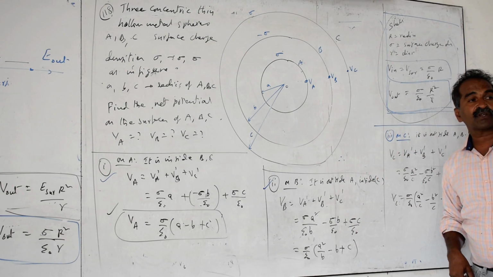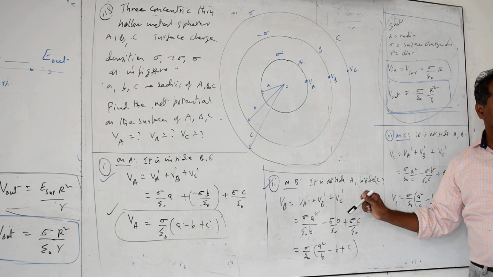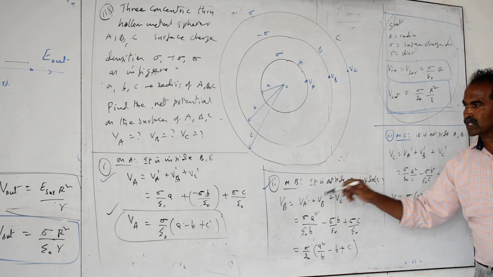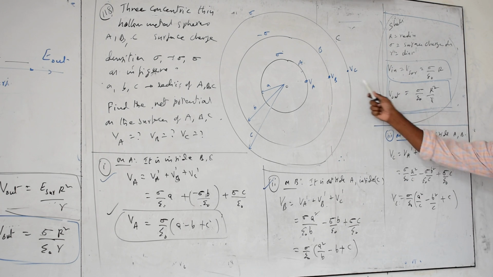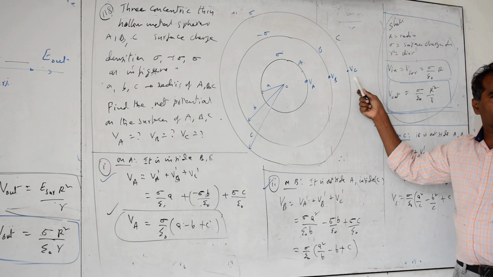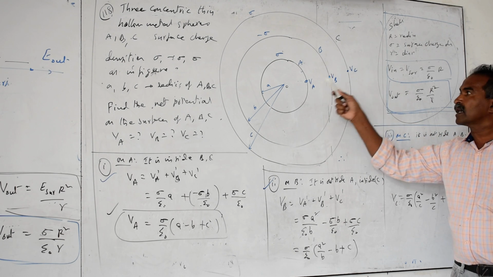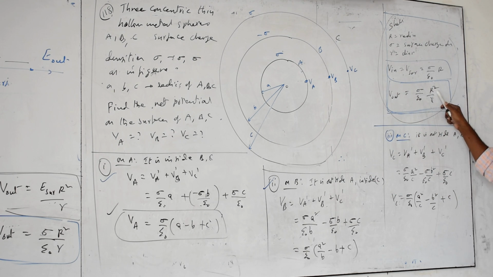But we have to check for C also, because in the question they may ask one surface only, or two surfaces only, three they don't ask. Either these two surfaces or these two surfaces, first and third also may be asked. Next, on C, if you have taken, C is outside A and outside B also. So for surface C, the formula is the outside formula for A and the outside formula for B. Outside means radius square by R.